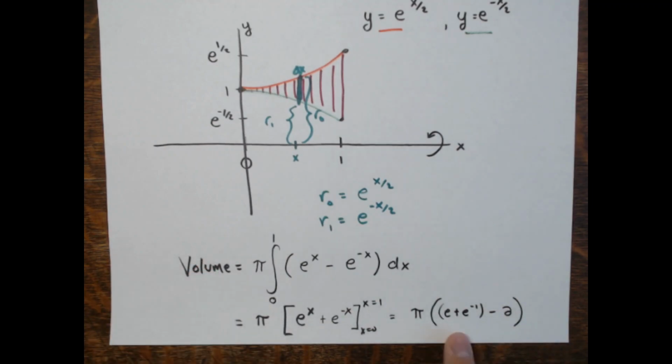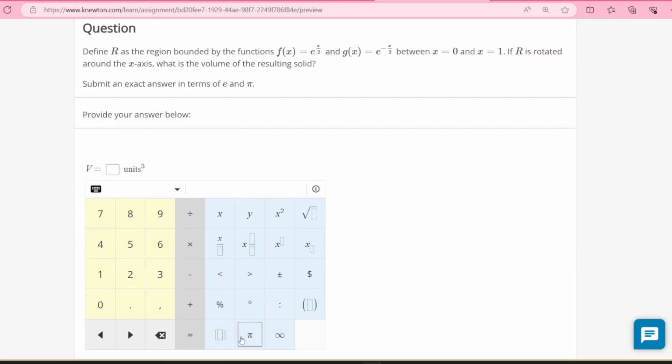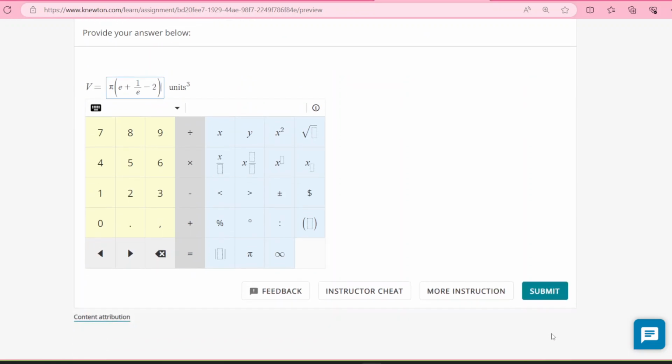And there you go. I'll just type that in without the parentheses around the e plus e to the negative 1. But there you go. That's the volume of the shape created. Pi times the quantity e plus 1 over e, or e to the negative first, and then minus 2. Volume: pi times the quantity e plus 1 over e minus 2 cubic units.